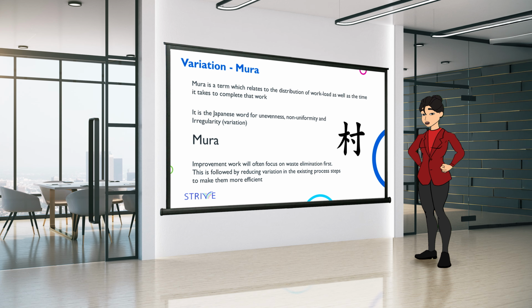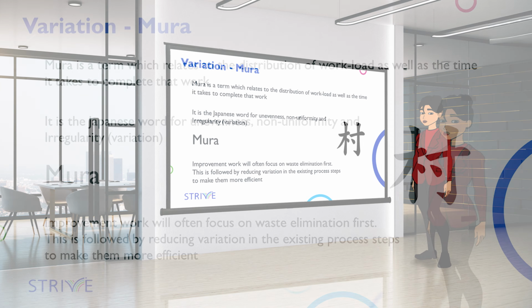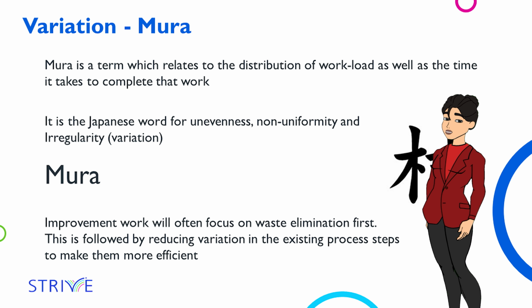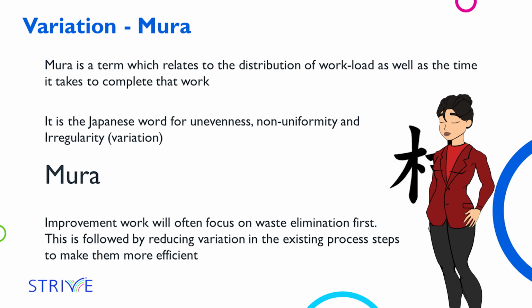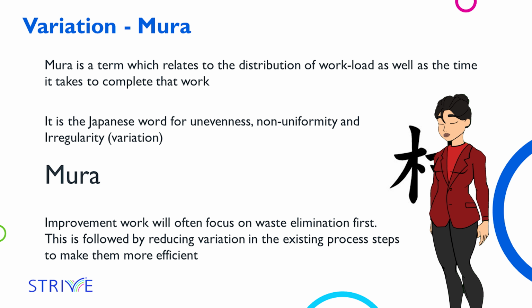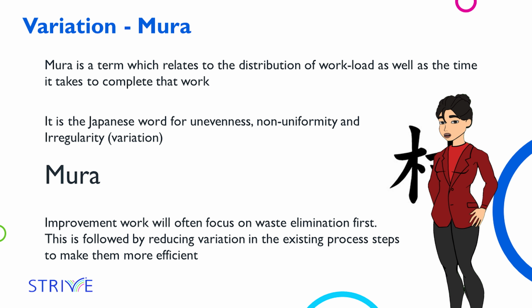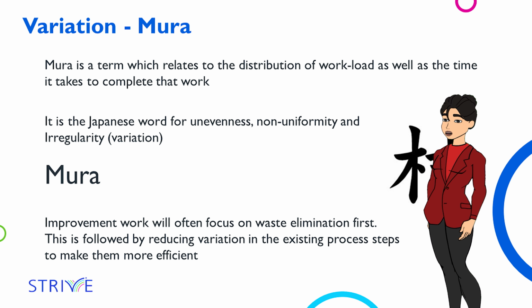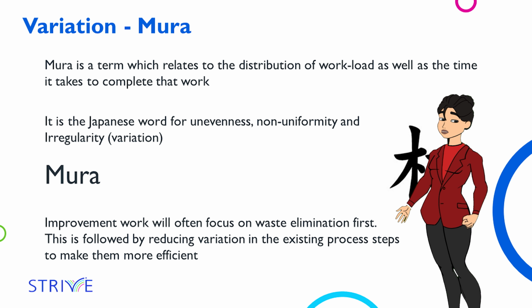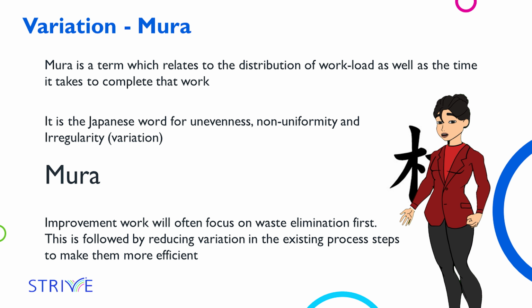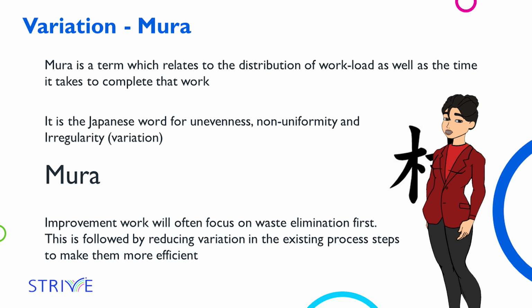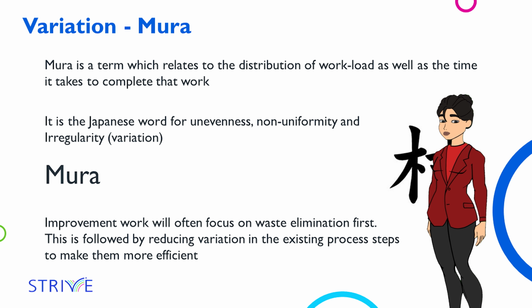Given the car manufacturing company Toyota played a large part in developing lean ways of working, many of the QI terms we see today originate from the Japanese language. Mura is the Japanese term or word for unevenness, non-uniformity and irregularity. Service improvement usually starts by removing waste in the process altogether. The focus then shifts to making the necessary work more efficient by reducing the variation in the system.